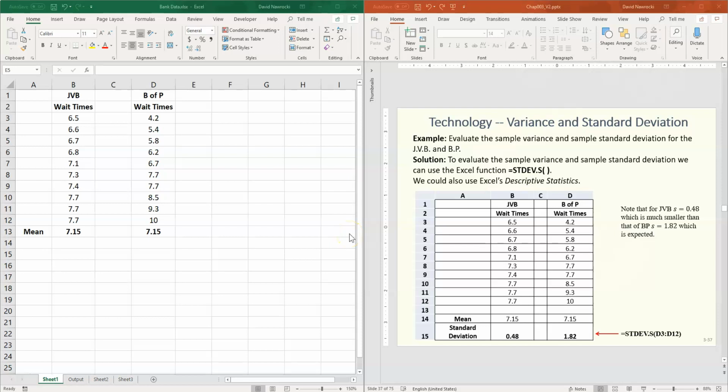So I'll show you two ways how to do this. One of them is just using an Excel command, and then we'll also do it by hand to show you how the formula works. So first of all, we have our data entered into Excel over here. We already have our mean calculated at 7.15 for each data set, and once again that is just using the average function.